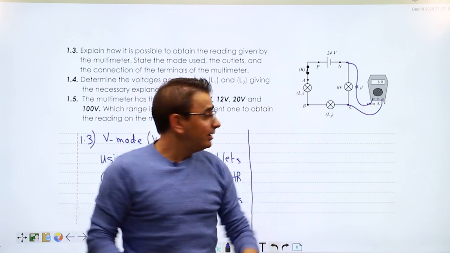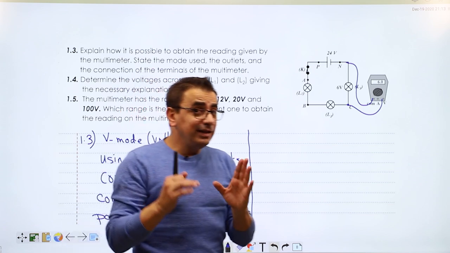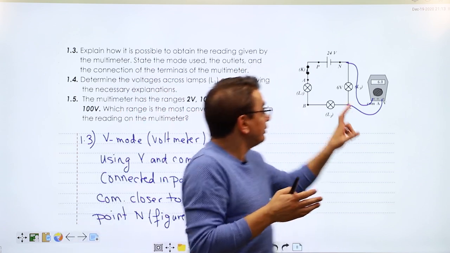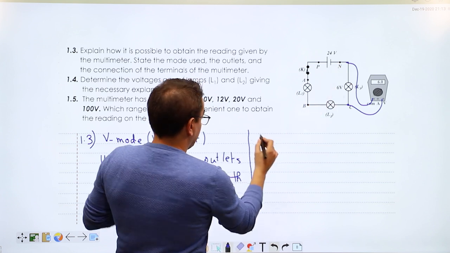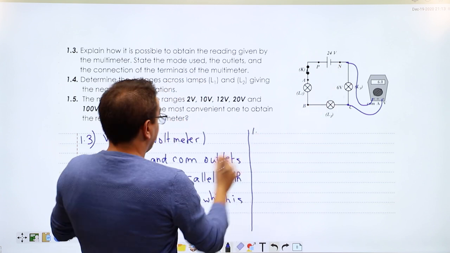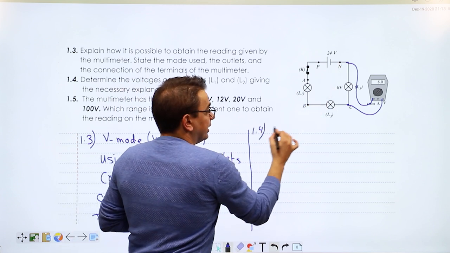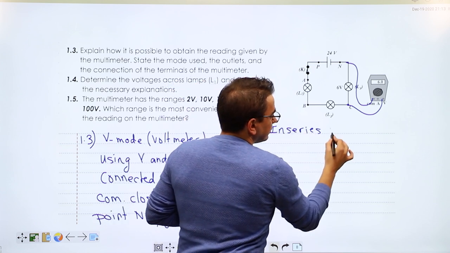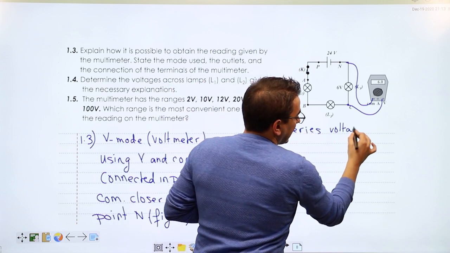Okay, so step 1, let's go to add voltages. Adding voltages can be done in two ways. We can either write voltage of the generator. So I'll write 1.4. In series, voltage is additive.